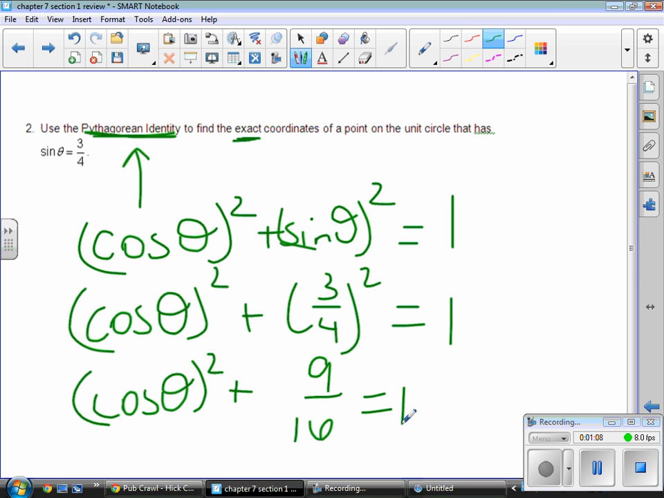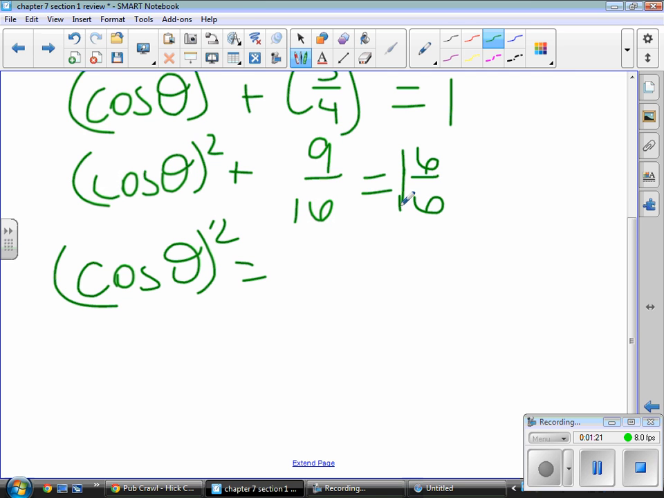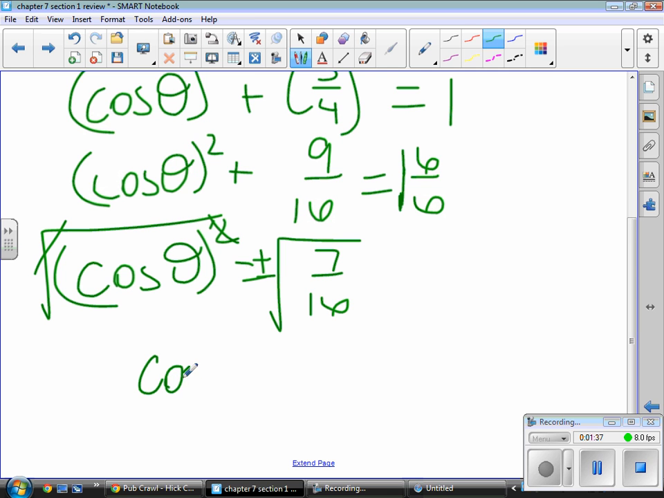Okay, so I'm solving this for cosine of the angle. Cosine of the angle squared, I'm going to subtract 9/16 from both sides, so this is really 16/16. If I take 16 minus 9, I'm going to have 7/16. Okay, so I want to take the square root of both sides to make this cancel. Now typically it's plus or minus, so for cosine of the angle I need to decide if it is positive or negative. It's the square root of 7 over the square root of 16, which I know is 4. So that's what I have.